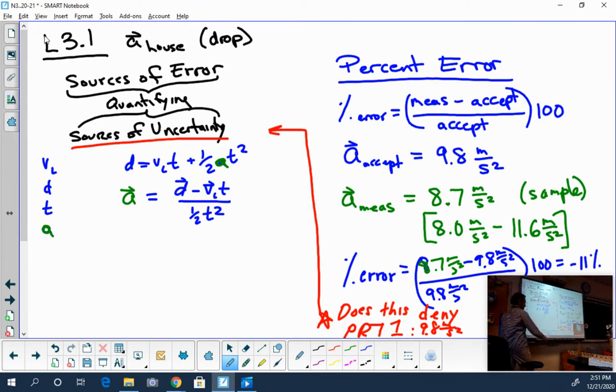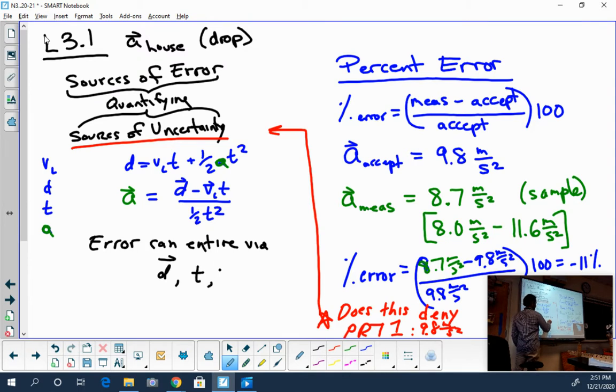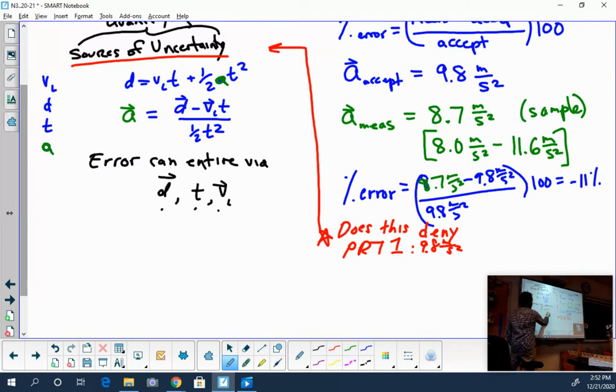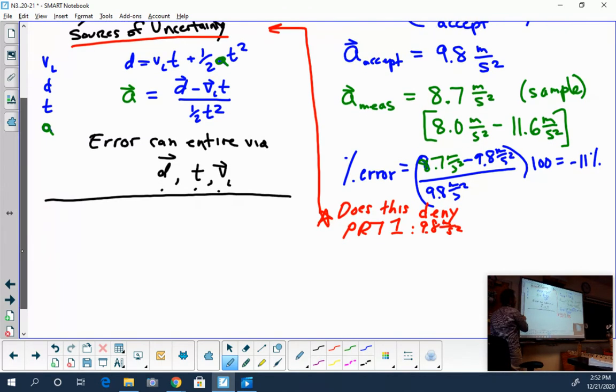And so error can enter via displacement, time, and initial velocity. Those three places are the only places where uncertainty can come in, because anything else that changes has nothing to do with this. Change the ball color. It's not in the equation. It doesn't matter. Change the ball mass. It's not in the equation. It doesn't matter. So based on the experiment we did, these three are what we need to focus on. And that's what we're going to do right now. I'm going to help you out with that.